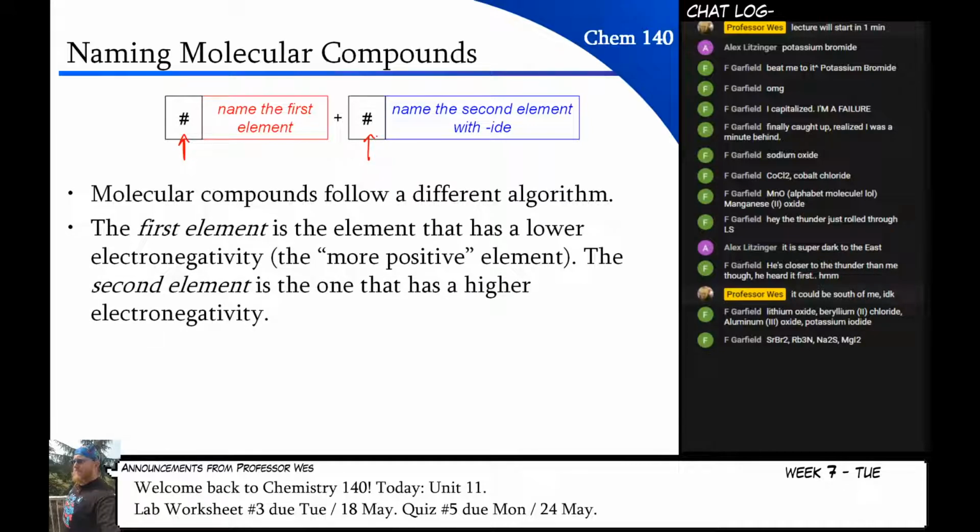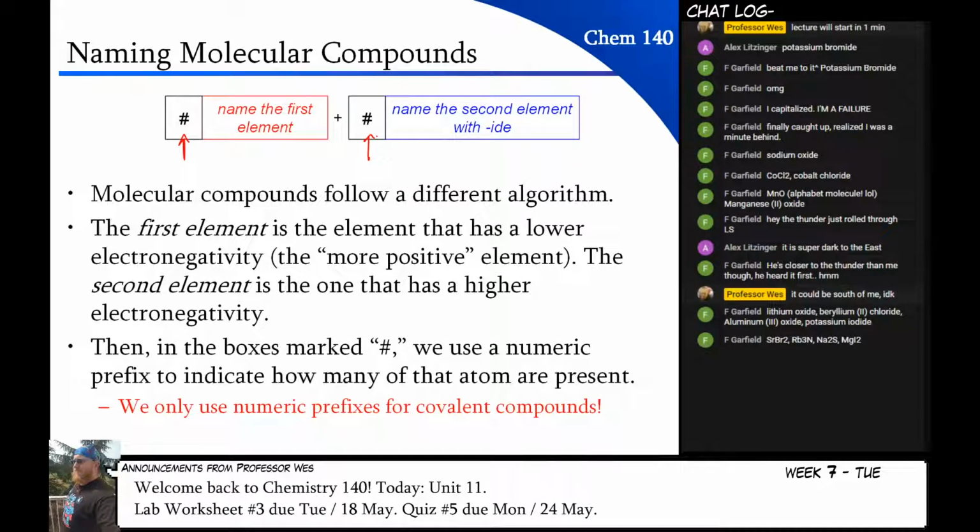So, on the screen, I have treated the order of the elements in terms of their actual property. The property that governs which goes first is called electronegativity. We don't talk about electronegativity in Chem 140. You'll talk about it in 161, though. And we'll just assume it's the more positive element. More positive meaning further to the left or further down on the periodic table when comparing the two elements. I will put them in the right order for you, so that's fine. The second element is the one that's more negative.